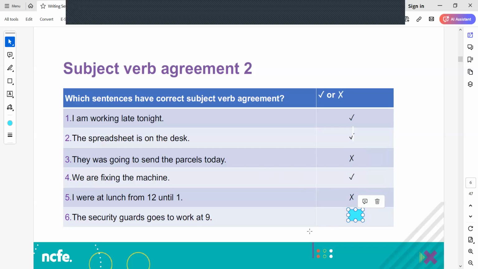The security guards goes to work at 9. It's correct. So we've got plural here for security guards. Goes. So it's not goes. What should it be? Go. No. Hold on. The security guards goes to work at 9. Because they're plural, is it go to? It should be just go. So that one, guards goes. Yeah. Go to work at 9.